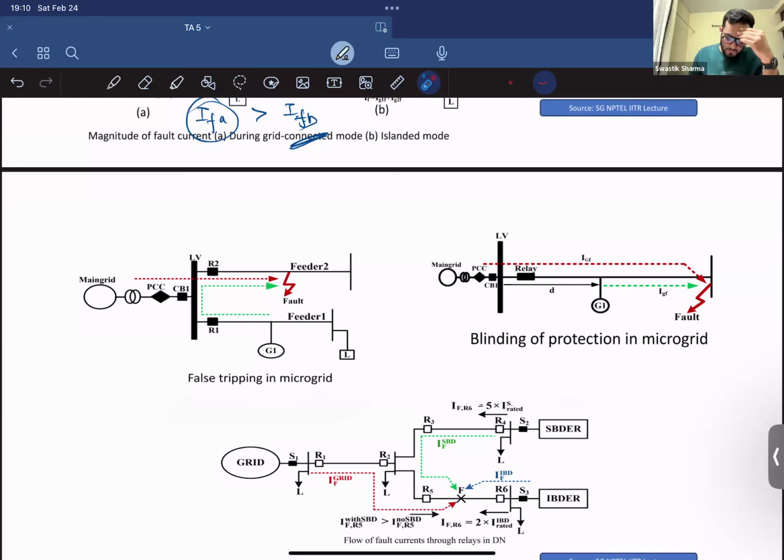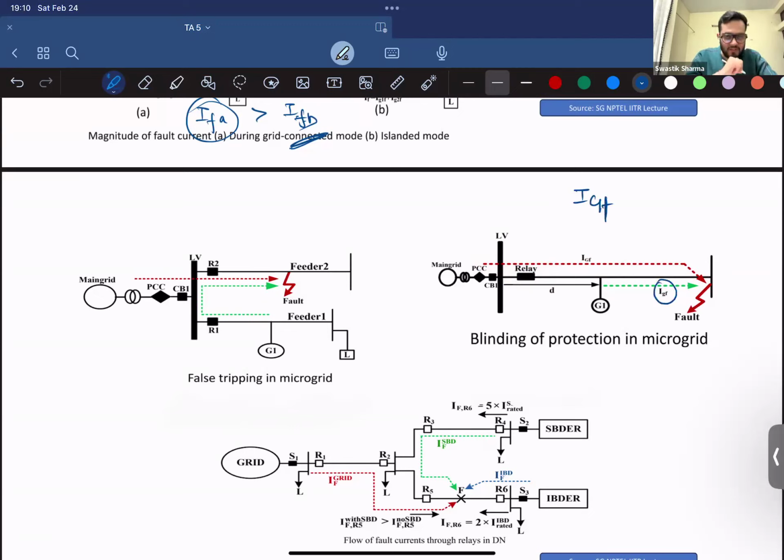Then there can be one more thing. There can be blinding of the protection in microgrid. What is blinding of the protection? Let's say your utility supplies IGF current to this fault, and your G1 is supplying a small IGF current to this fault, right? And the relay is connected just after the bus of the feeder, which is near the point of common coupling. So now this relay senses only one current, which is this big current, right?